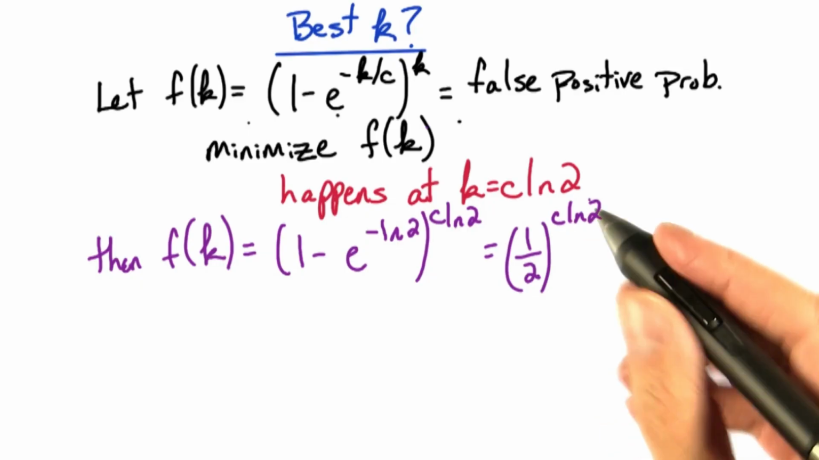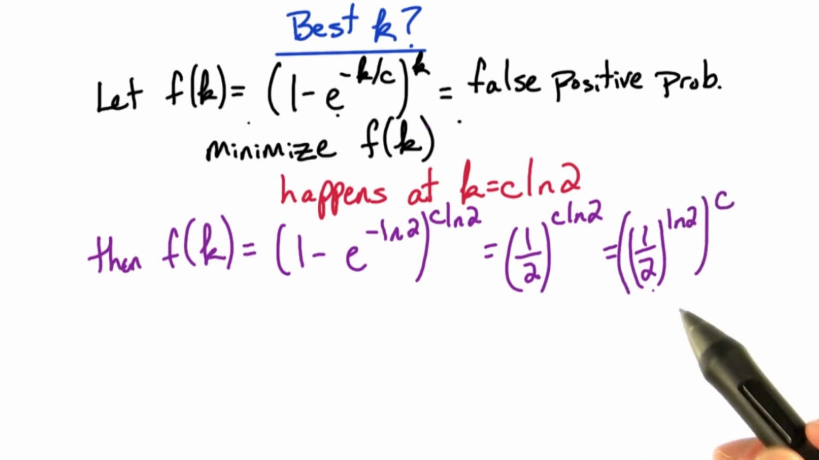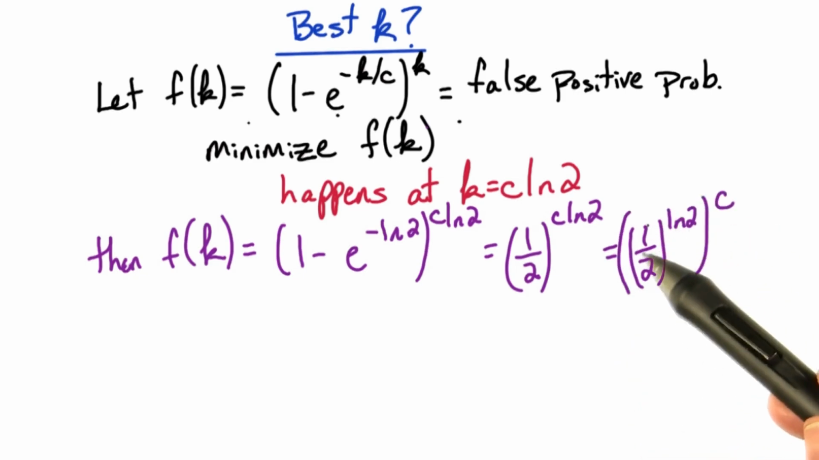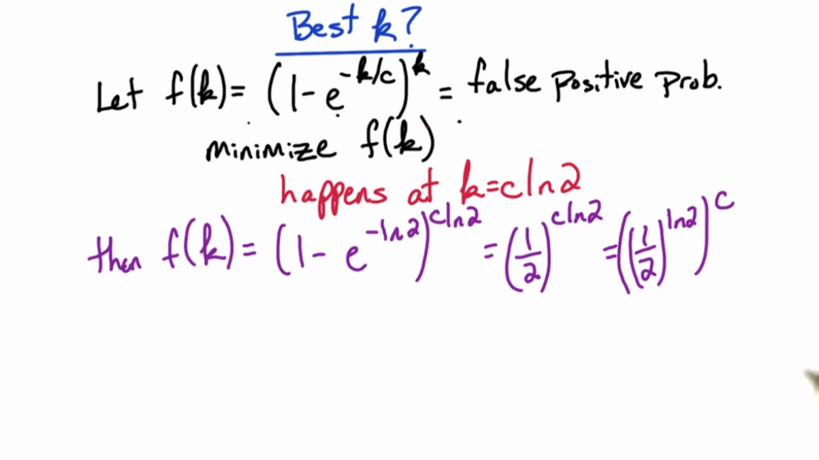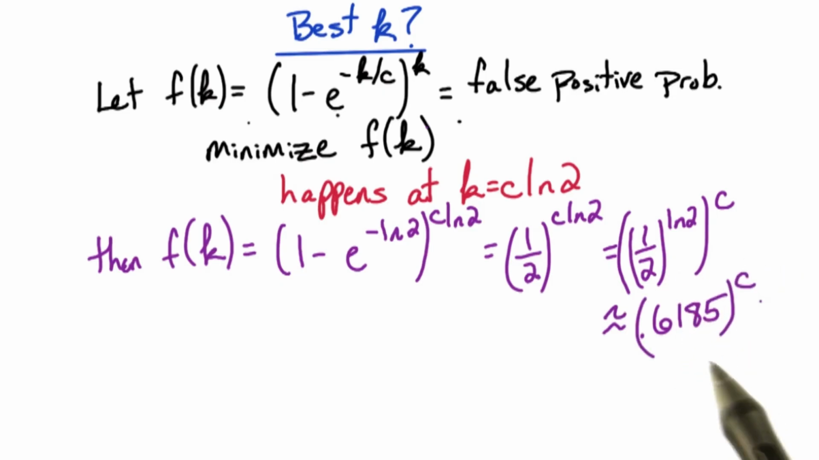Let's separate the c from the ln 2. So we have 1/2 to the ln 2, all raised to the power c. Now what is this inside? This is just a fixed constant. It's 1/2 raised to the power ln 2. You can plug it in on your calculator. Turns out that inner expression is approximately 0.6185. So we have that raised to the power c. c is the ratio of the size of our hash table compared to our database. Now we have a simple expression for the false positive probability. It's 0.6185 raised to the power c. So if you tell me how large of a hash table you're willing to use, I can tell you what the false positive probability is.